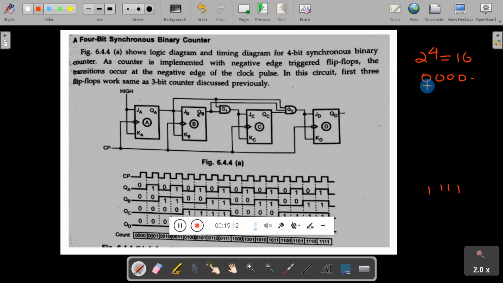Let me write here 0000, 0001, 0010, 0011. Let me write it, because we need this truth table to explain this one.